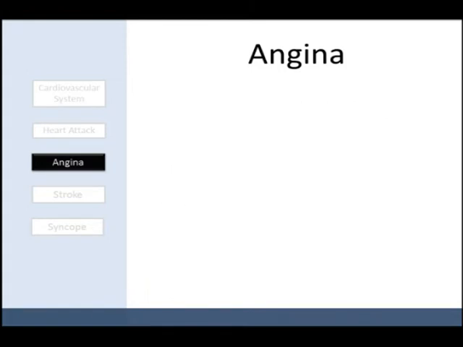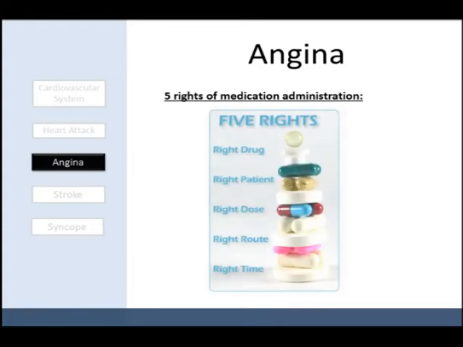Now that we've talked about assisting with medication with our last two medical conditions, it is important to step back and talk about our role as first aiders. As first aiders, we must follow the 5 rights of medication administration. We must make sure that the injured person is taking the right drug, that the medication is for the right person, with the right dose, through the right route, at the right time.